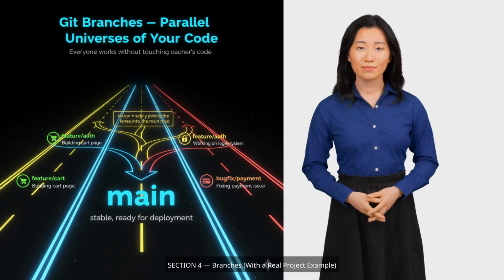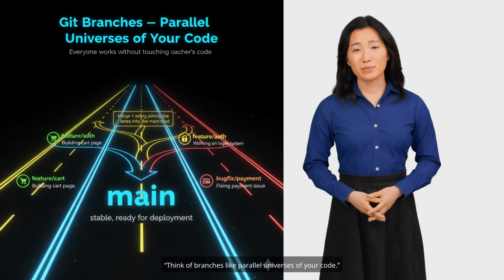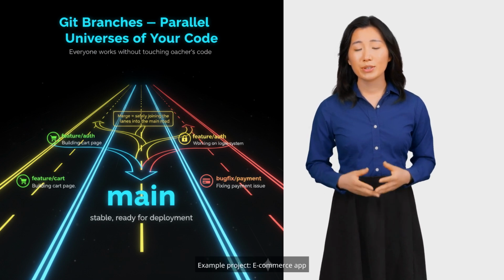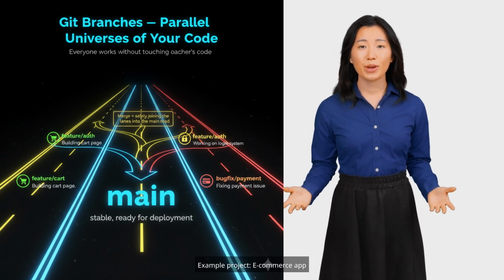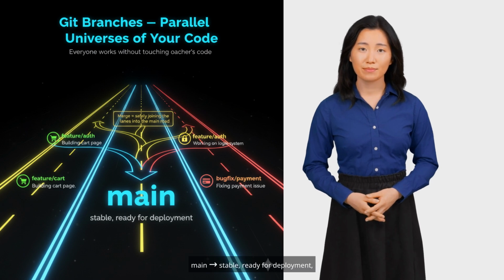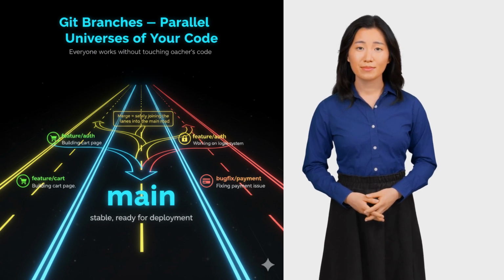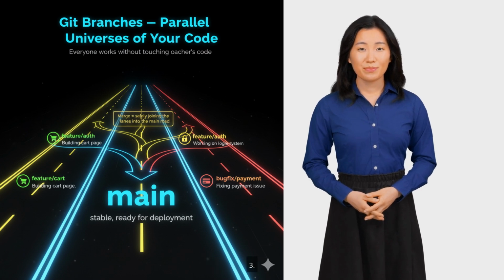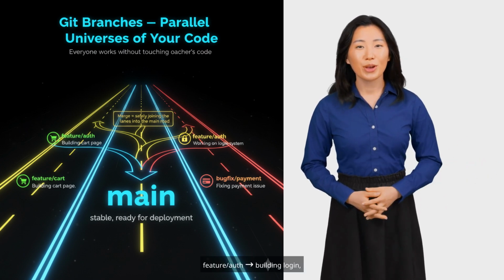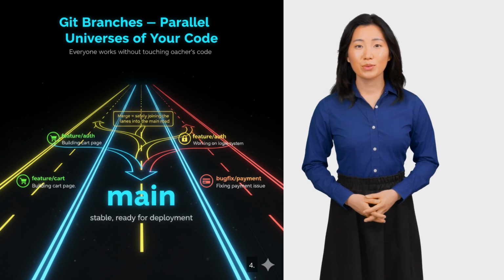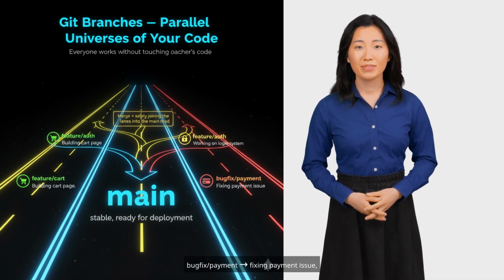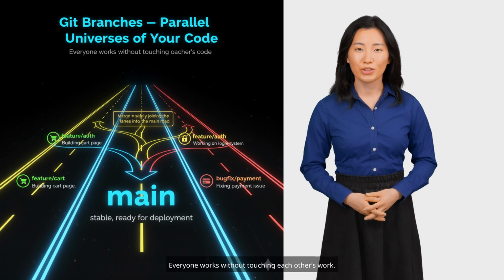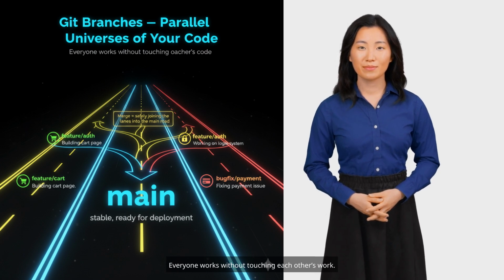Section 4. Branches with a real project example. Think of branches like parallel universes of your code. Example project. E-commerce app. 1. Main. Stable, ready for deployment. 2. Feature/cart. Building cart. 3. Feature/auth. Building login. 4. Bugfix/payment. Fixing payment issue. Everyone works without touching each other's work.